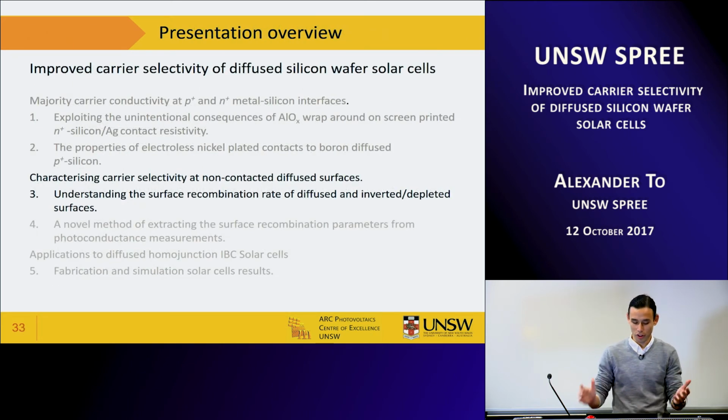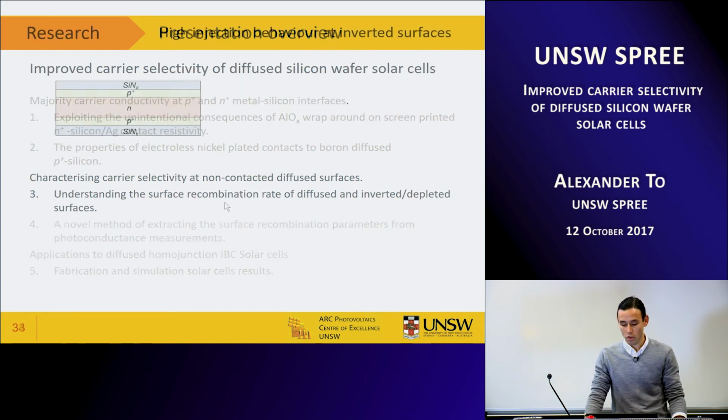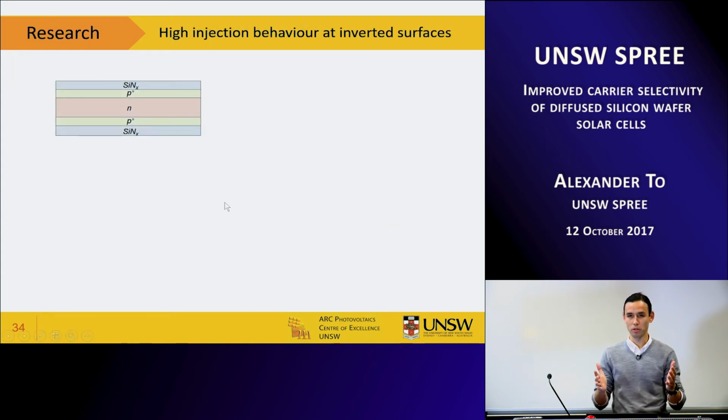So the third part of this talk is about surface recombination of diffused and inverted/depleted surfaces. This work came out of an anomaly that we saw in the literature related to this type of symmetrical structure. Back in, I think, 2006, people were starting to explore silicon nitride on P+ diffused surfaces.